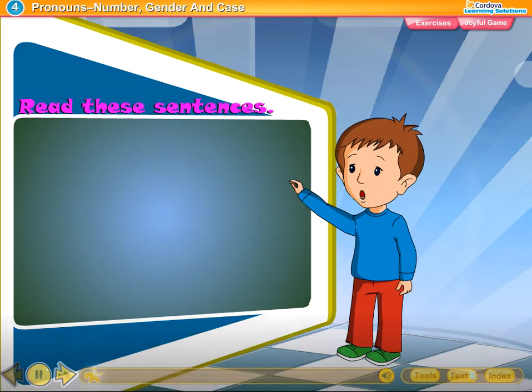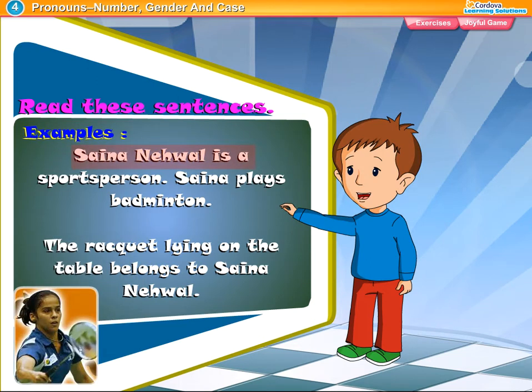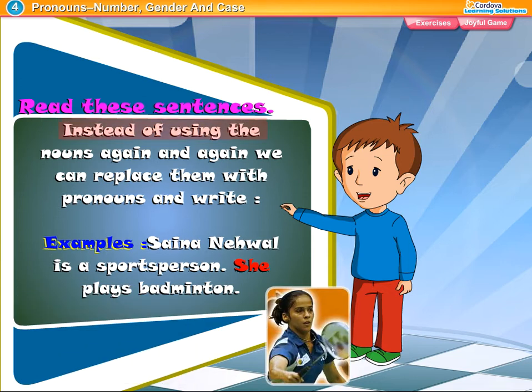Read these sentences. Examples: Saina Nehwal is a sportsperson. Saina plays badminton. The racket lying on the table belongs to Saina Nehwal. Instead of using the nouns again and again, we can replace them with pronouns and write.